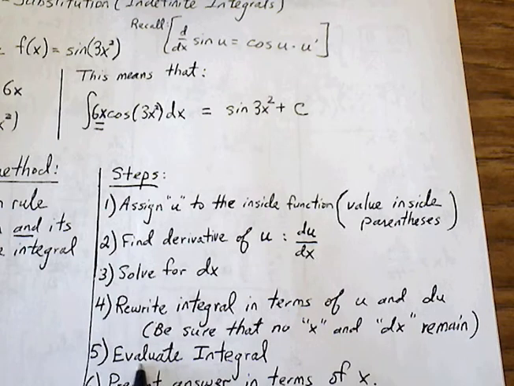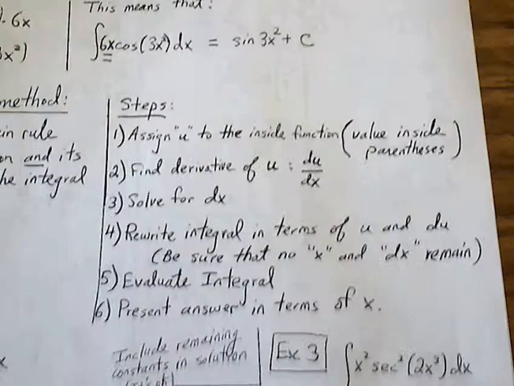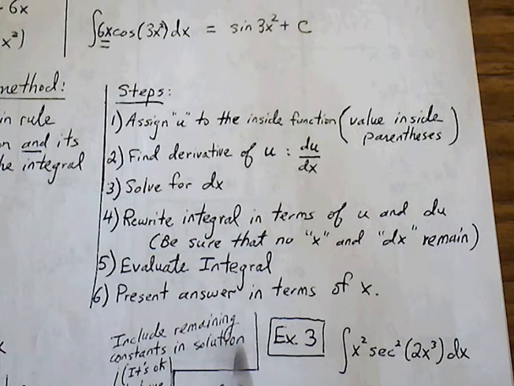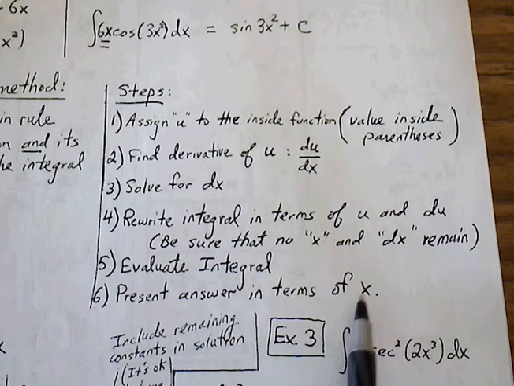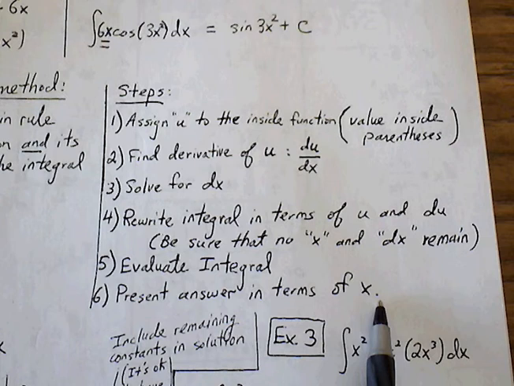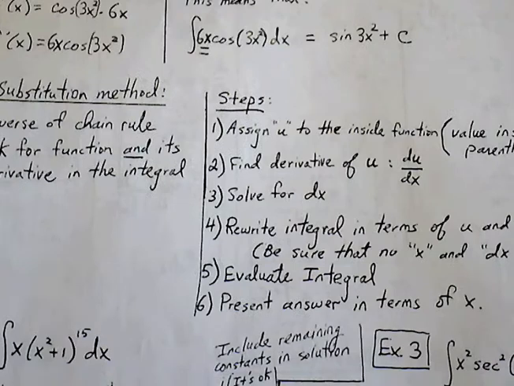Next step, we should have everything in terms of one variable. We evaluate the integral using the appropriate integral rules. And then finally, we're going to provide our answer in terms of x, or whatever our starting variable is. All right, let's look at example 2.